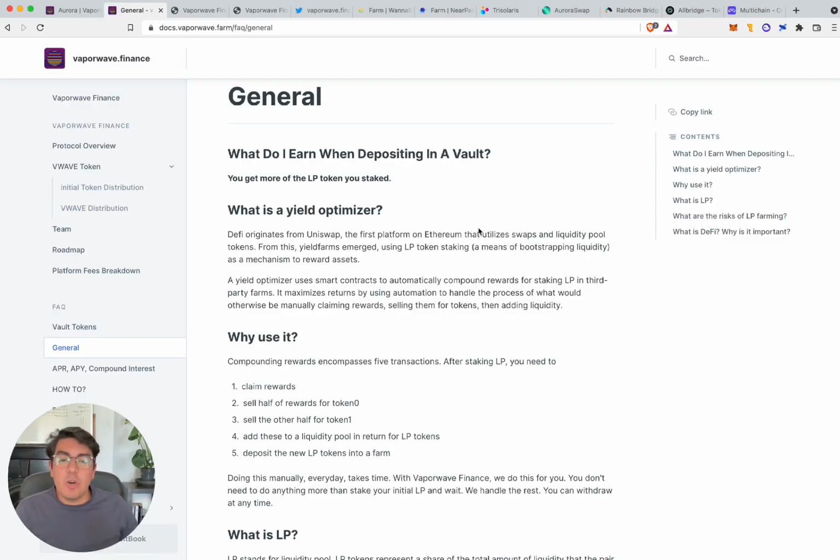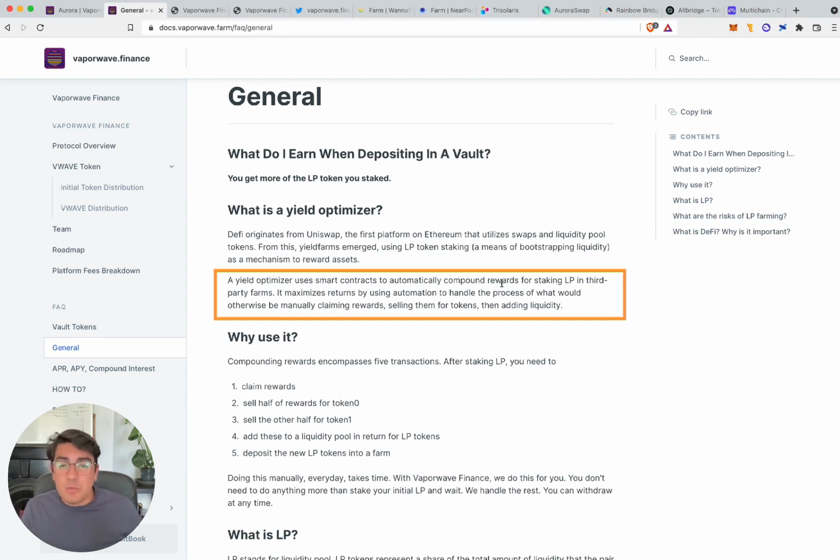From the Vaporwave documentation, the official wording: a yield optimizer uses smart contracts to automatically compound rewards to staking LP in third-party farms. It maximizes returns by using automation to handle the process of what would otherwise be manually claiming rewards, selling them for tokens, then adding liquidity.